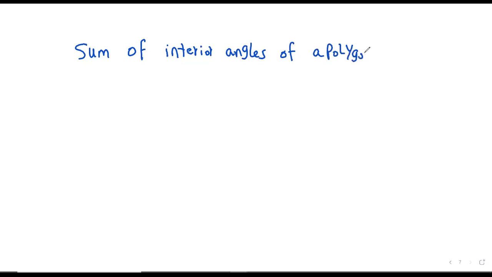So once again, pay attention everyone: the sum of interior angles of a polygon of n sides equals what? Equals n minus 2 multiplied by 180.